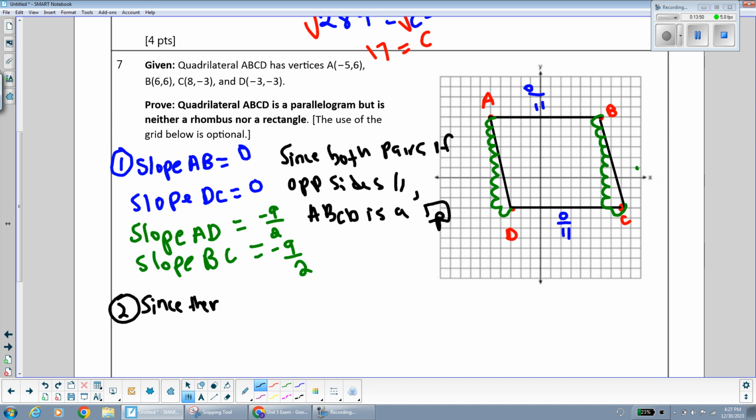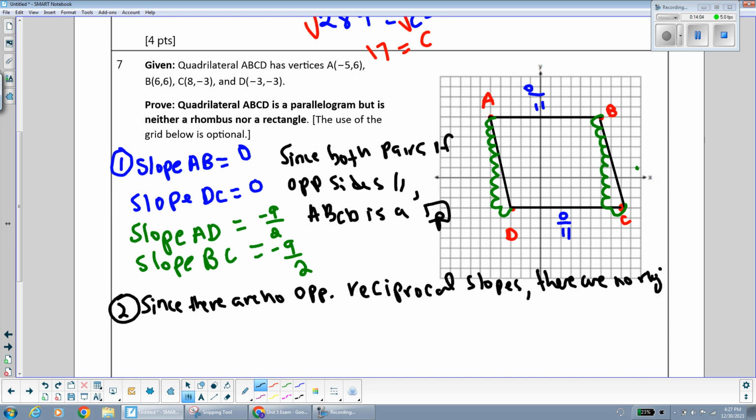Since there are no opposite reciprocal slopes, there are no right angles. So ABCD is not a rectangle.